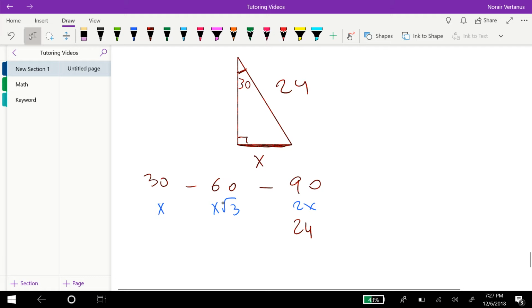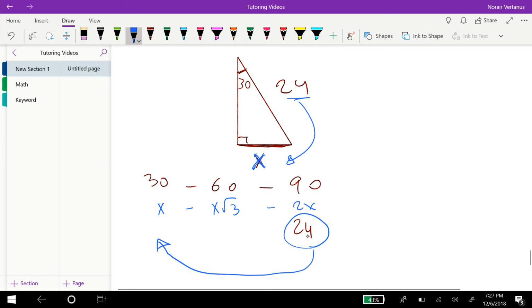But you need to memorize these. So if you know this is 24, then you can calculate the shortest one, which is half of that. If the hypotenuse is twice as much as this, then this is half of that. So divide by 2, you get 12. And now you know if this is 12, you can find the other one by multiplying by rad 3, so it's going to be 12 rad 3. All right, that's how you can play with this and find the unknowns.